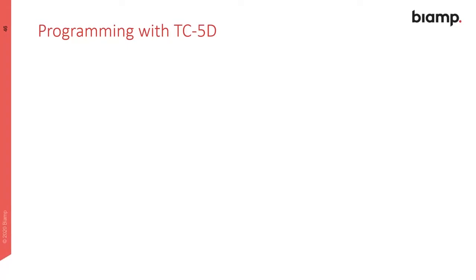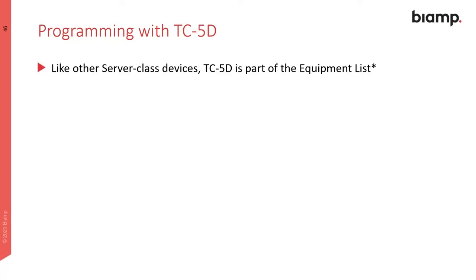So, programming the TC5D. Like any other server class device, the TC5D is part of your equipment list. As I said in the previous session, this is true only when the TC5D is used as a media bridge. If you are not using the TC5D as a media bridge, then you will not find it in the device list once you have a valid system.